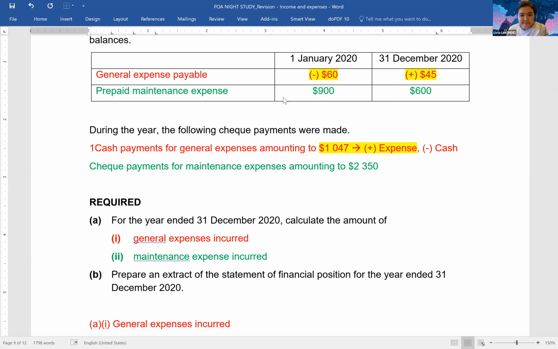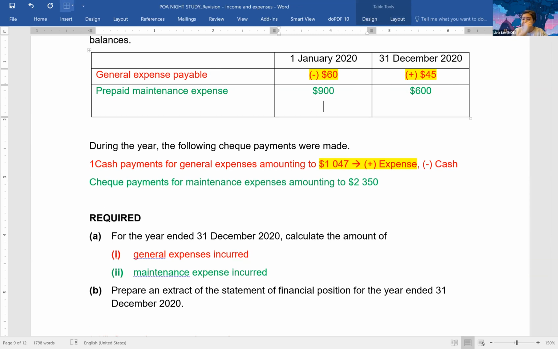Confine answers. Now the answer generally is between 2650 and 2050. Okay, let's take a look. So firstly, your prepaid maintenance expense at the beginning of the year. At the beginning of the year, you have this prepaid maintenance expense.